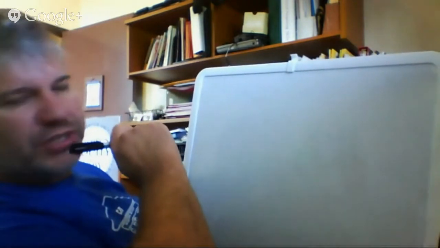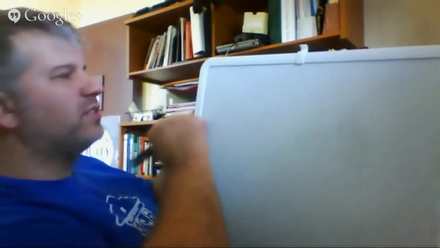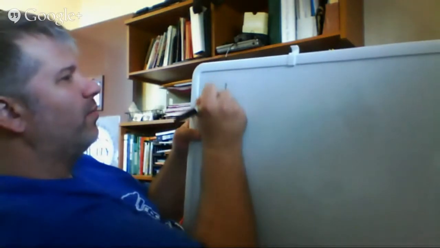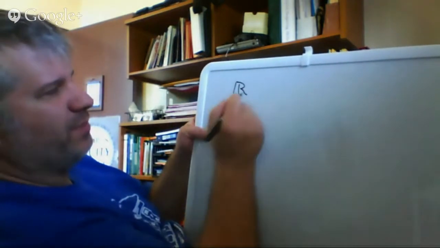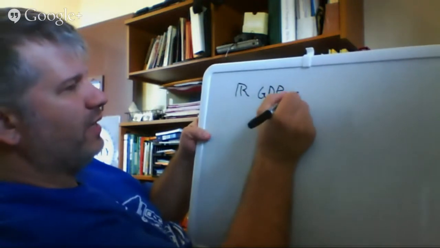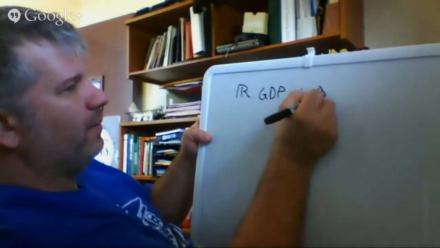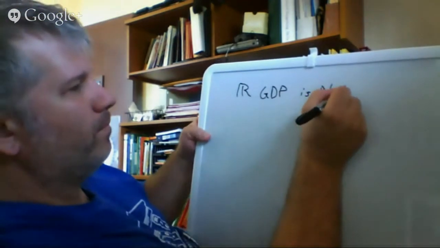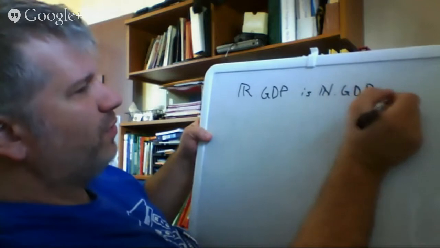So the last thing that this student wanted was a distinction between real GDP and nominal GDP. So I'm going to put it simply: real GDP, and I use the superscript R to simplify, real GDP is nominal GDP adjusted for inflation.